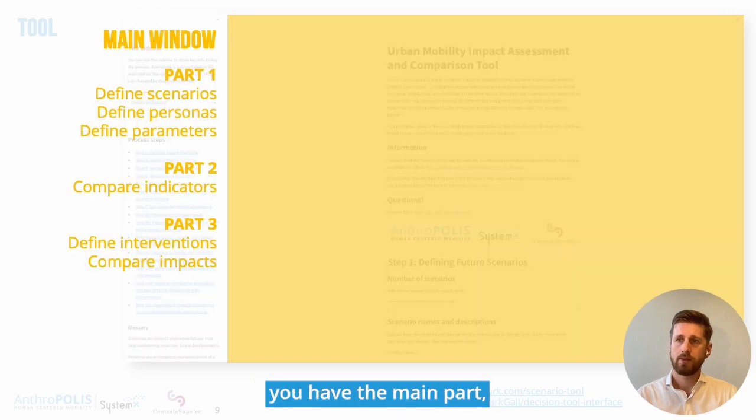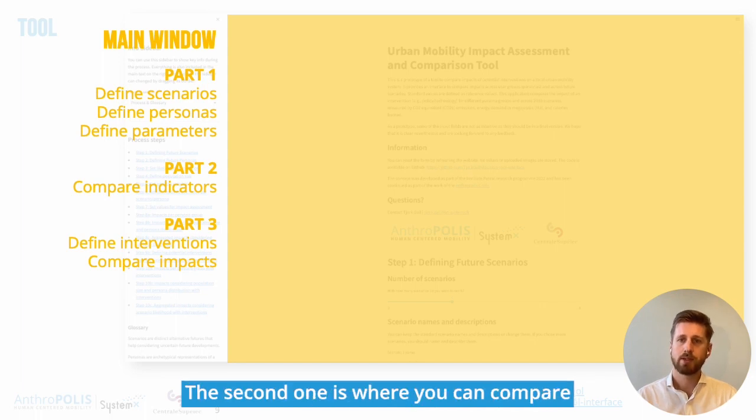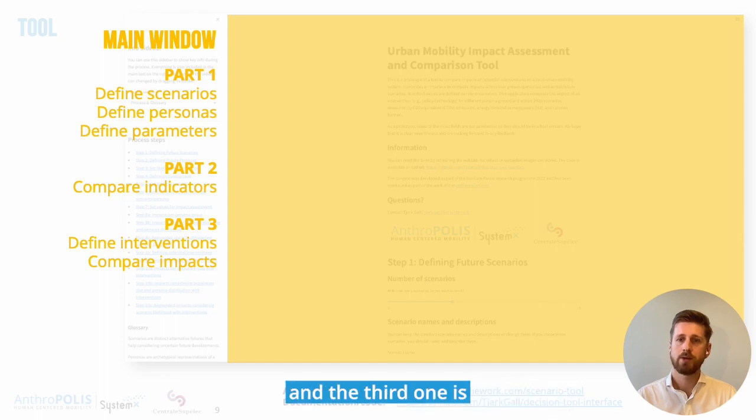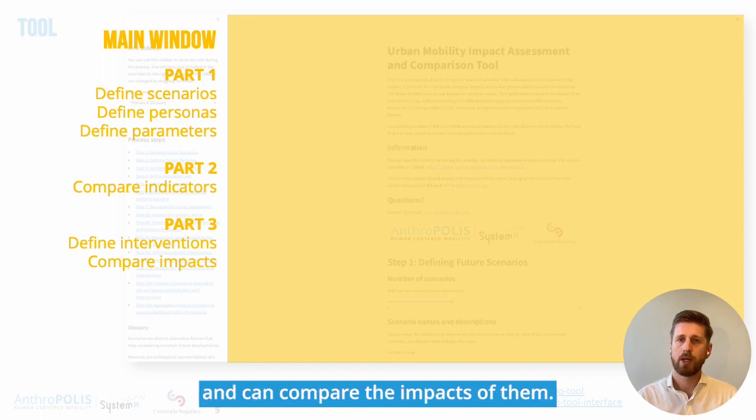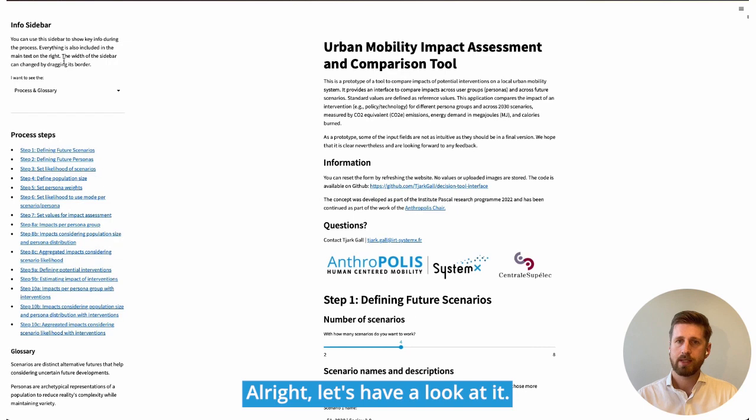And then on the right side, you have the main part, which mostly consists of three components. The first one is where you can define scenarios, personas, parameters. The second one is where you can compare different indicators. And the third one is where you define possible interventions and can compare the impacts of them. All right, let's have a look at it.